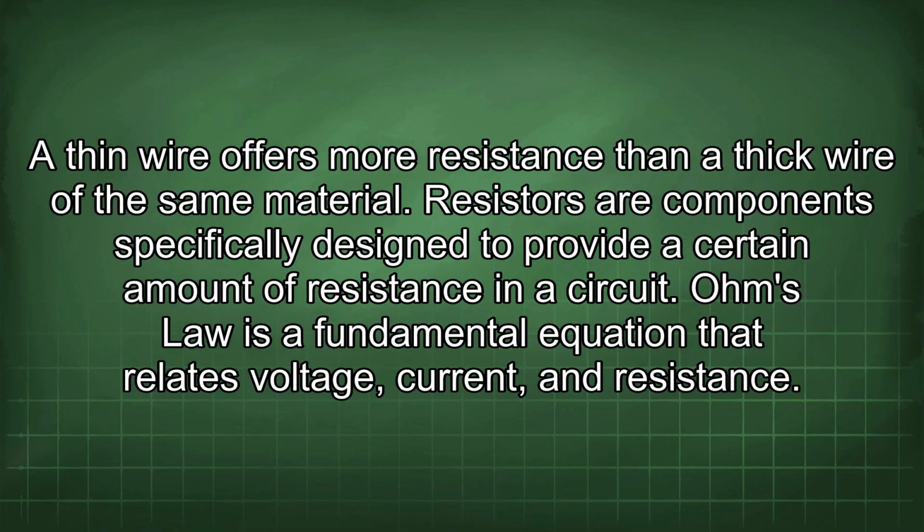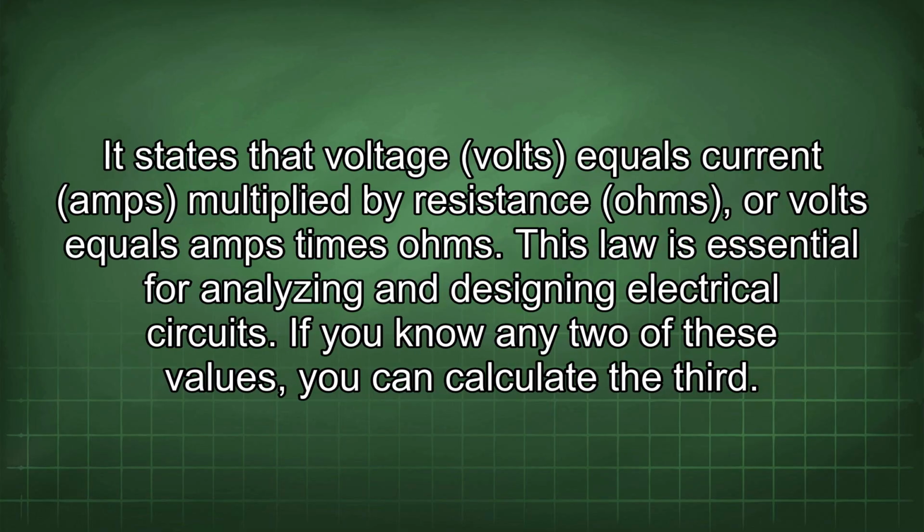Ohm's law is a fundamental equation that relates voltage, current, and resistance. It states that voltage (volts) equals current (amps) multiplied by resistance (ohms), or V = A × Ω. This law is essential for analyzing and designing electrical circuits. If you know any two of these values, you can calculate the third.